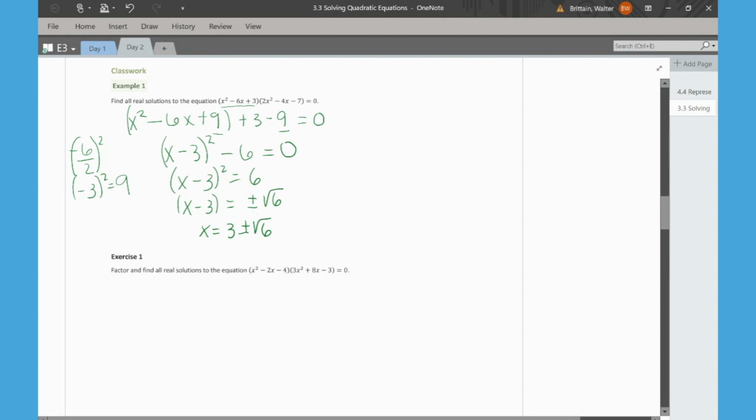Now when I look at the second factor, which is 2x squared minus 4x minus 7, I'm going to use the quadratic formula for this. A couple of reasons is because I have a leading coefficient that is not 1. So I'm going to look at the quadratic formula, which is negative b plus or minus the square root of b squared minus 4ac, all divided by 2a.